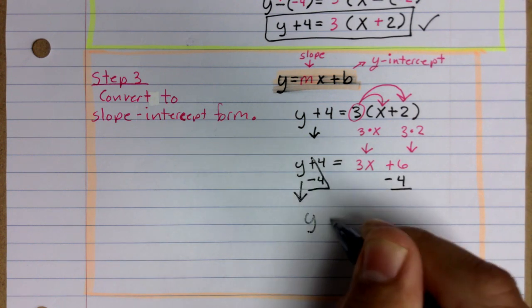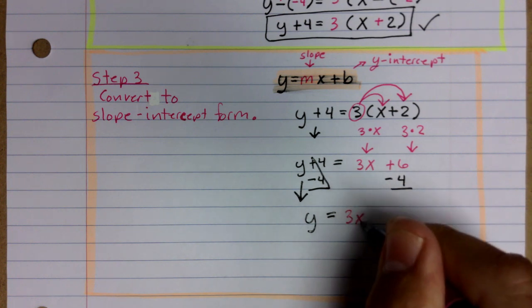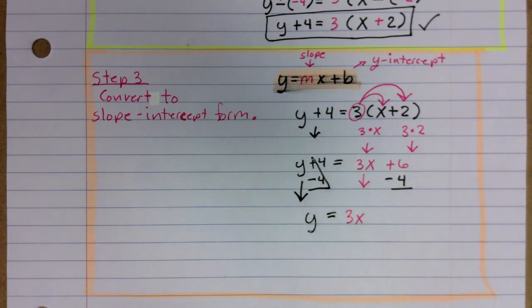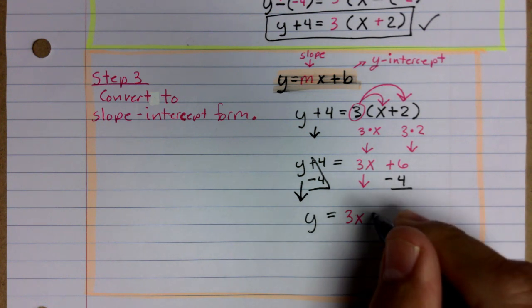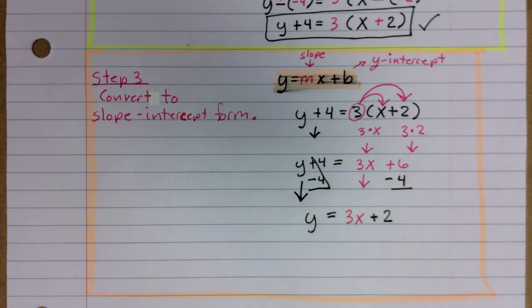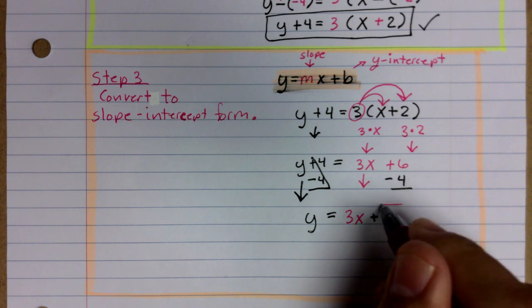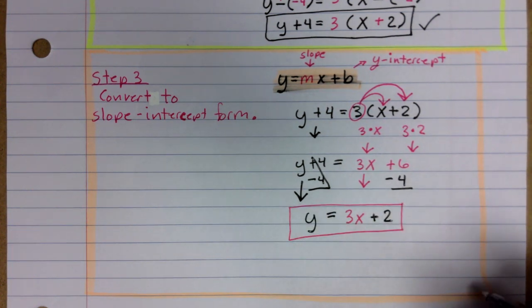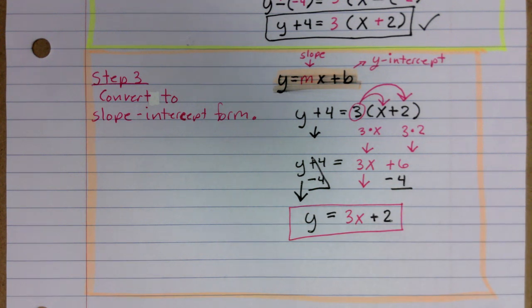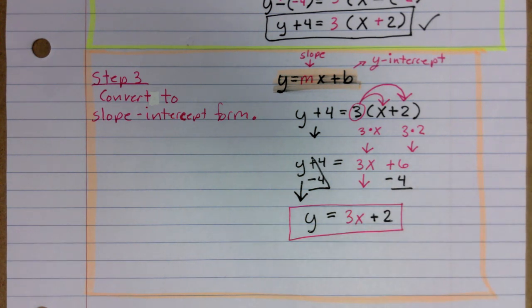What I have left over is y is equal to 3x. That we just bring it down. And then 6 plus -4 is going to give me +2. So I end up with y equals 3x plus 2. And now I have the equation in slope-intercept form. So that's how you work through it. And that's a good reason to use point-slope form: if you have a point and the slope and you want to create a slope-intercept equation from it. But this shows you the entire process.